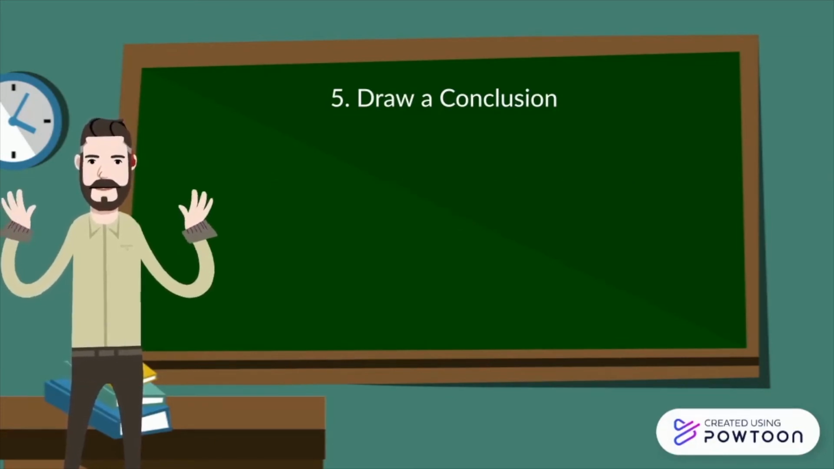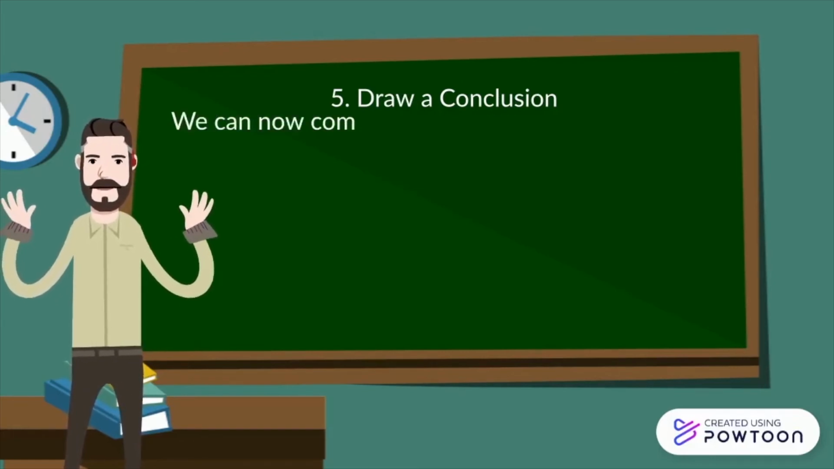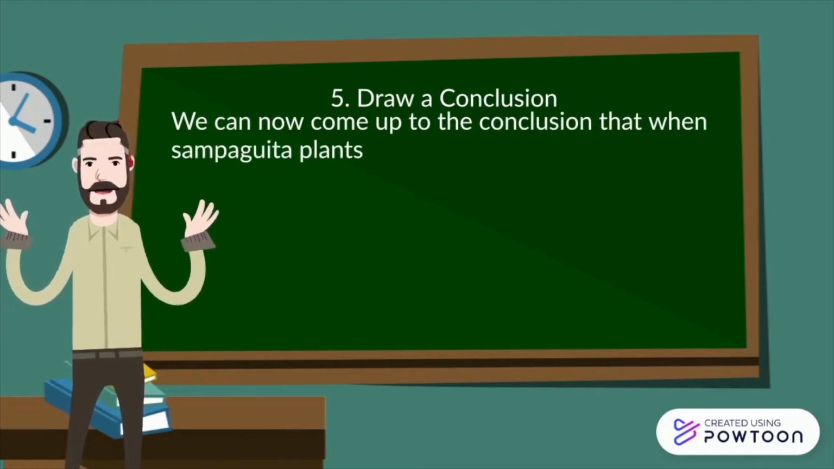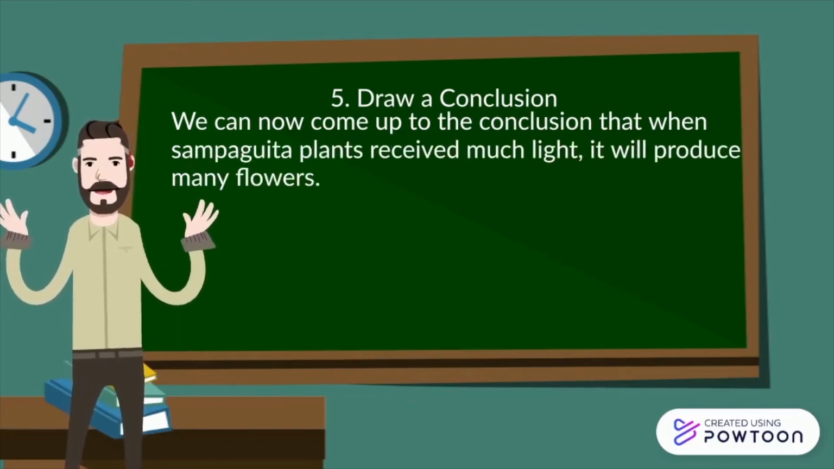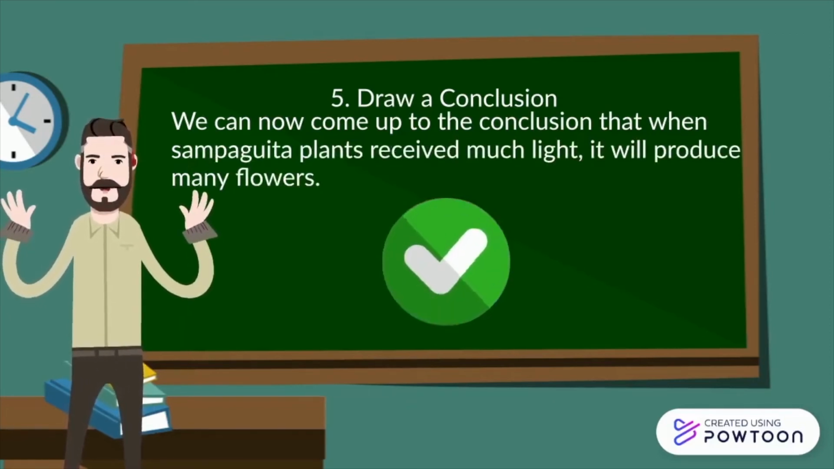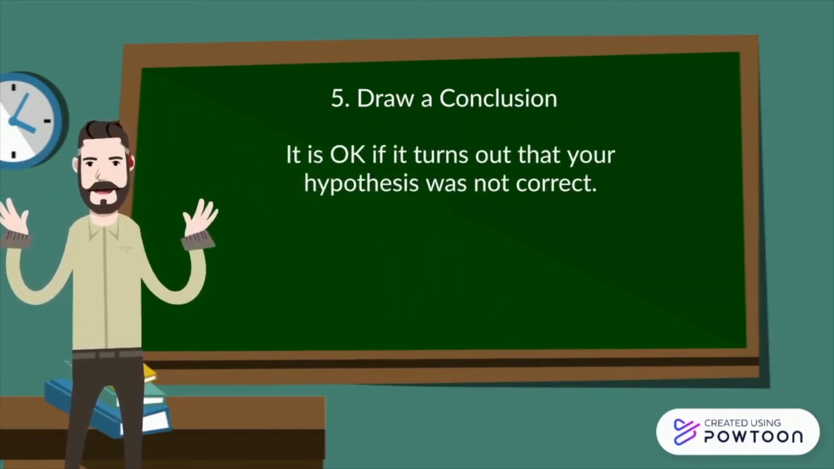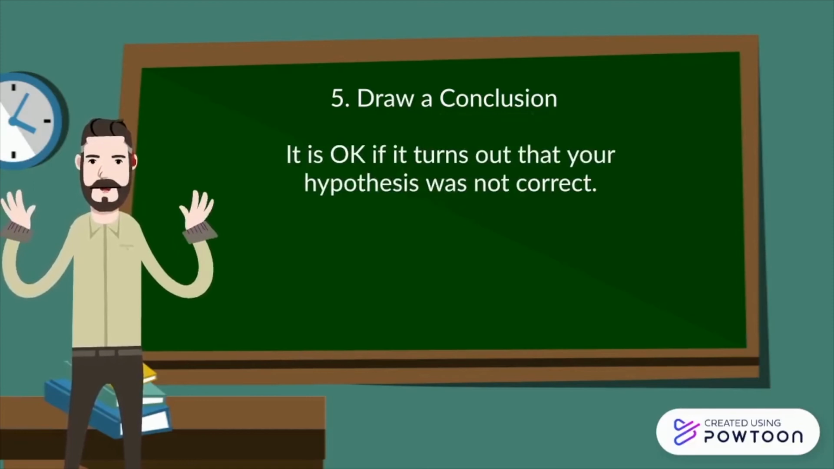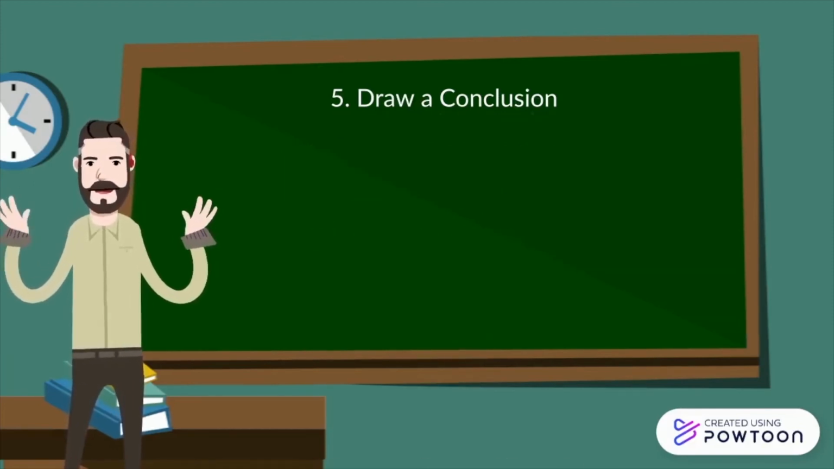Example: after analyzing the data gathered in the experiment, we can now come to the conclusion that when Sampaguita plants receive much light, they will produce many flowers. Therefore, the hypothesis was correct and valid. Note: it is okay if it turns out that your hypothesis was not correct. What you learn is more important.